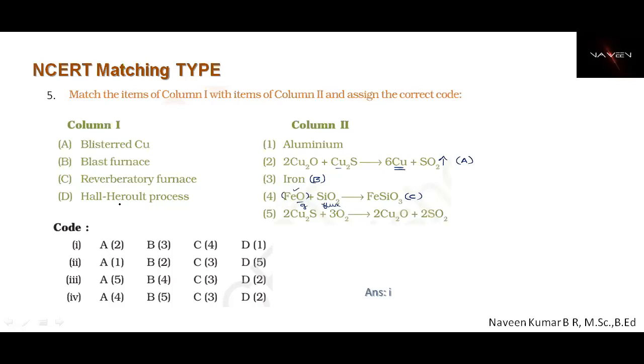Then the Hall-Héroult process. We know that Hall-Héroult process is electrolytic reduction of aluminium. So aluminium is reduced by Hall-Héroult process. Hence, if we observe, blister copper is matched with 2, blast furnace is 3 iron, reverberatory furnace it is FeSiO3, the slag formation, and Hall-Héroult process it is aluminium. Hence the correct match is given with the code 1. Hence the correct option is 1.